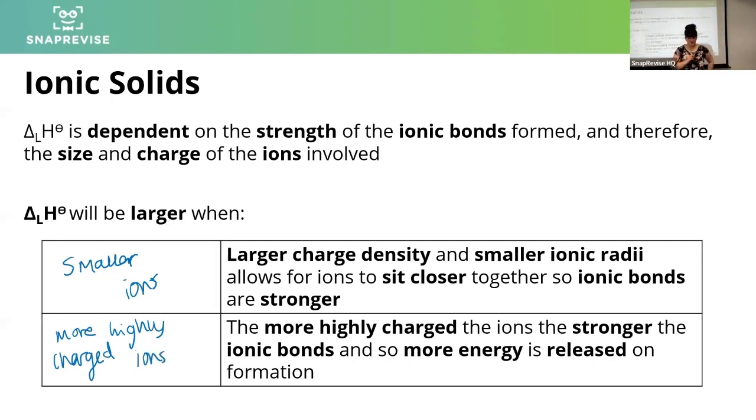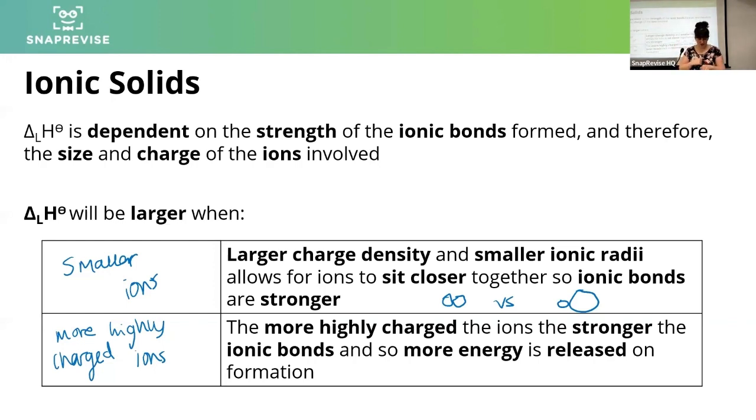Okay, those are two things that influence lattice enthalpy of formation. I just like doing these little diagrams because it's easier to see. So if you've got two ions that are similar in size, they can sit closer together. If you've got ions that are bigger, or even one ion which is bigger than the other one, they have to sit further apart from one another, and that means the bond is going to be weaker.